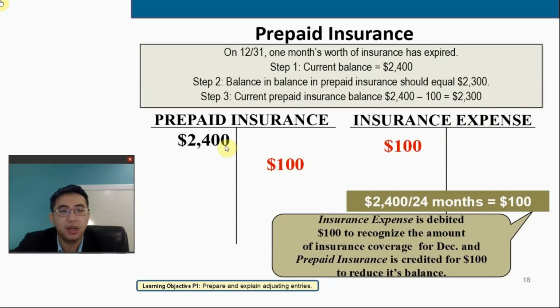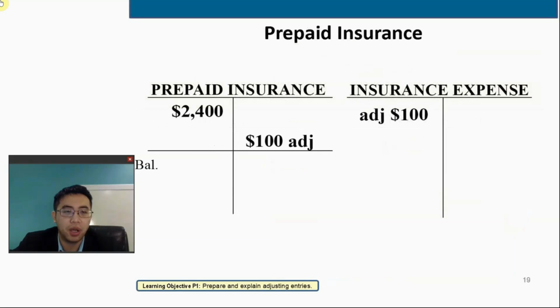And for your assets, well, your prepaid insurance is not worth $2,400 anymore. 1 month has passed. You only have the prepaid insurance for the next 23 months. So in other words, your prepaid insurance is going to drop to $2,300 just because 1 month of insurance has already been incurred. So that comes to this adjustment of $100. That is basically a $100 credit for these assets. As we know, when assets decrease, that's a credit.